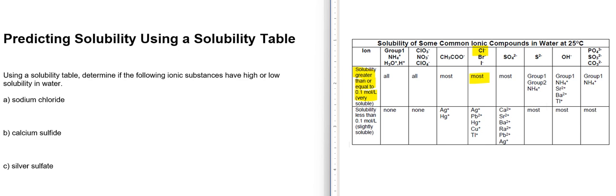If it ends up in the bottom category, we would say it has low solubility or is a solid in a reaction. So if we look at sodium chloride, it's not one of our exceptions in our chloride column, so we would say it has high solubility.